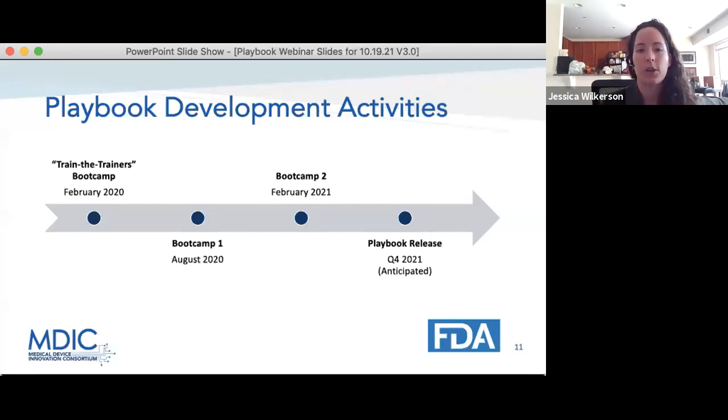And now we are at Q4 2021, where we are looking forward to the playbook release, which is anticipated here shortly. So this has been quite the undertaking, and we are incredibly excited to be able to share this work with you, hopefully very shortly, but in this overview today. So welcome and thank you for attending. But if we can go to the next slide.